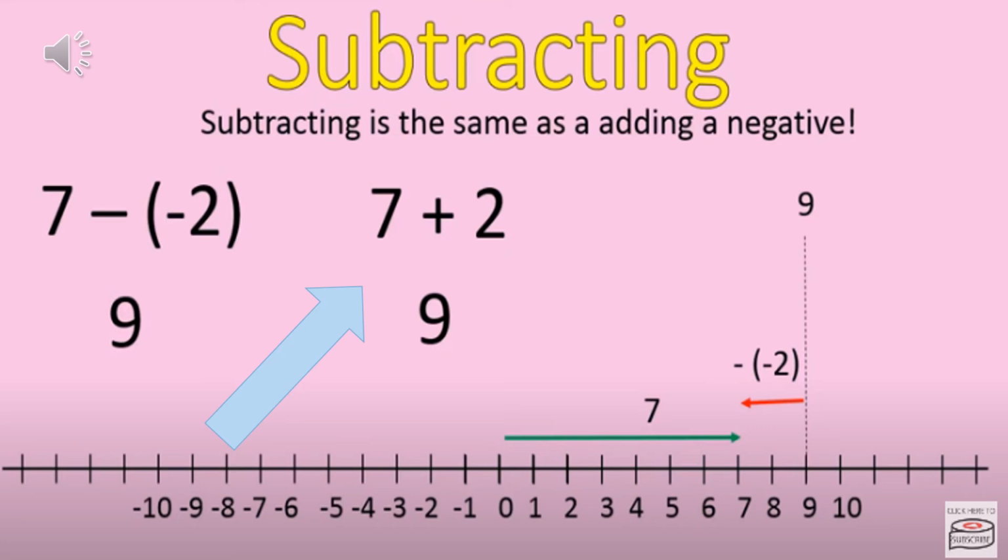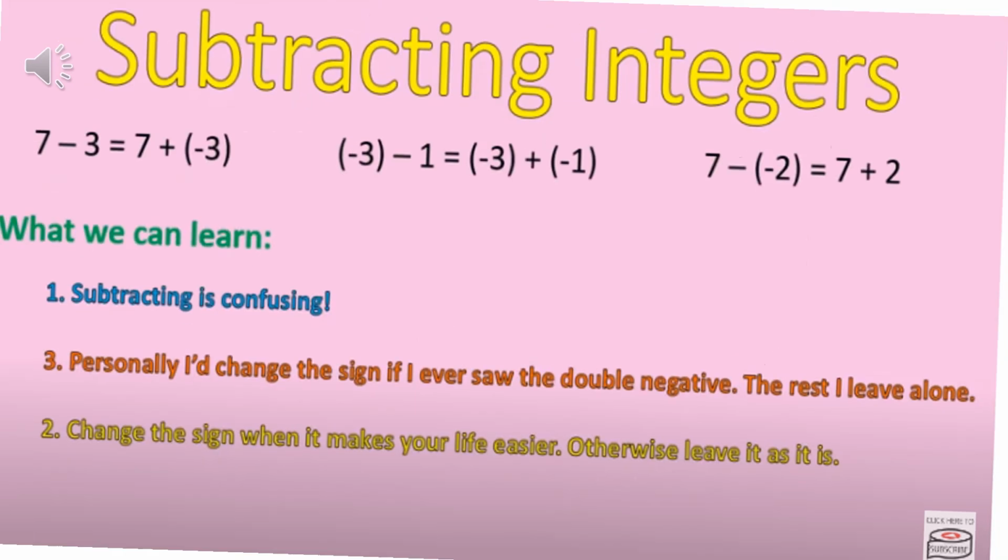Just like the other examples, in this one you can apply KCC. The 7 stays the same. You change your minus sign to a plus sign and you do the opposite of -2, that is 2. So your answer is going to be 9.